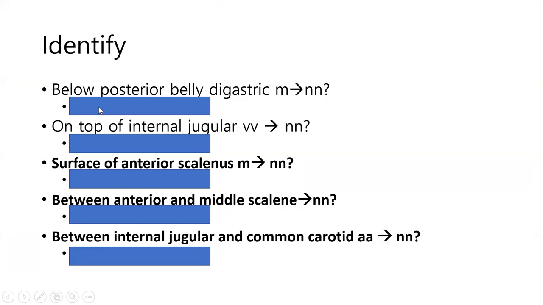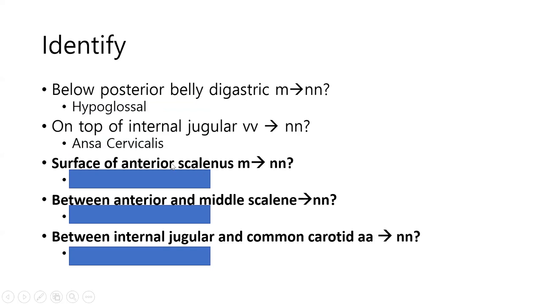Okay. And this one might be more of an ABCD kind of choice. What are those letters at the end? I never understood that. Muscle and nerves. So what's below the muscle that is a nerve? So this would be the hypoglossal. And then under the vein, or on top of this vein, what is the nerve? Ansa cervicalis. Good job. I didn't get that the first couple of times.